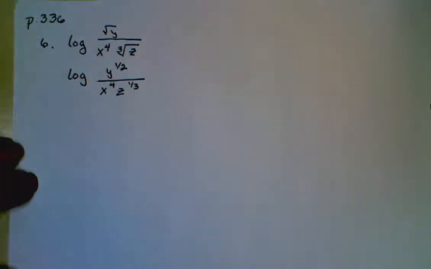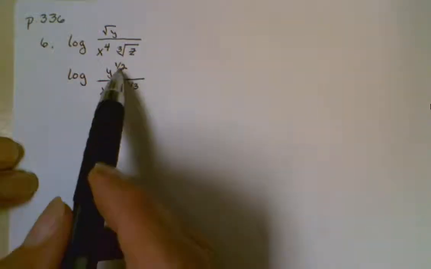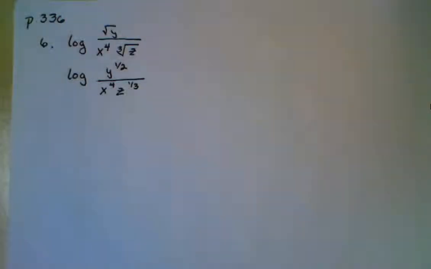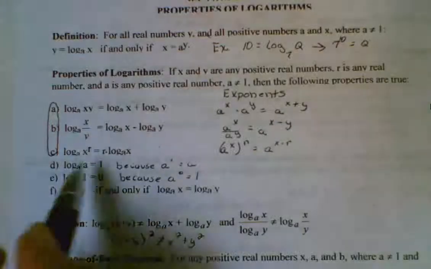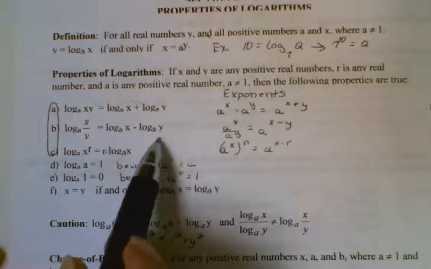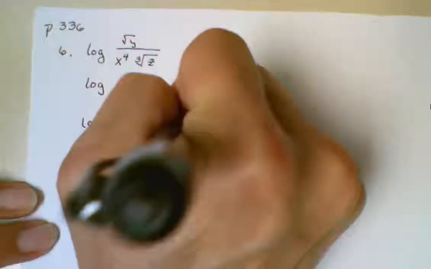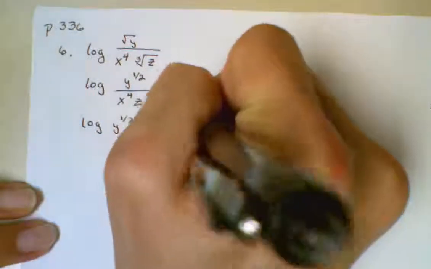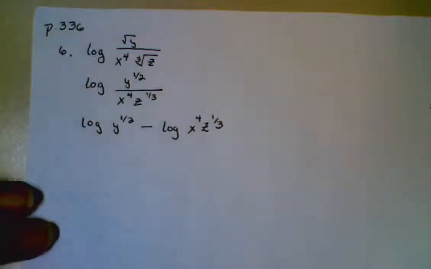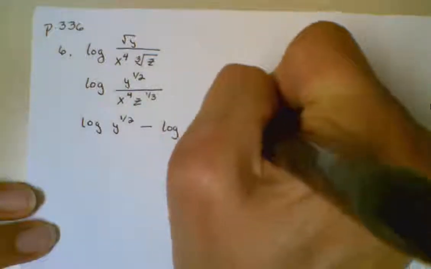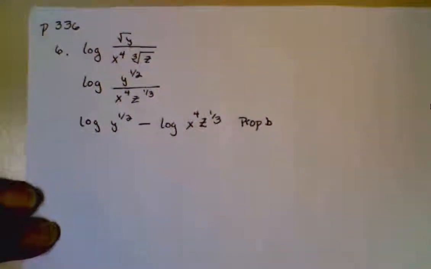Now I just want to use my properties of logarithms to separate that into a sum or difference of logs. The first thing I know is that I have a log of a quotient. That quotient can be taken apart. The log of a quotient can be separated into the difference of two logs. So I'm going to separate that quotient into log of the numerator minus log of the denominator. And that's using my property B of logarithms.